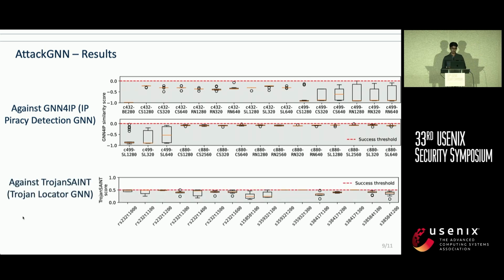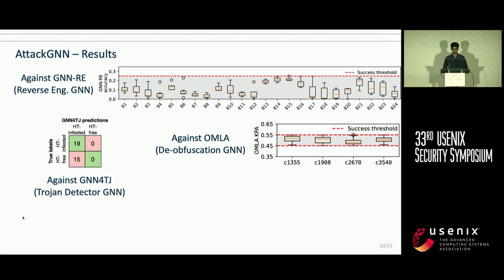Similar results are also true for this technique called Trojan SAINT, which is a graph neural network for locating hardware Trojans in circuits. I'll not go into all the details of the benchmarks and the results, but the idea is that for all the circuits that we tested, we were actually able to evade Trojan SAINT. Trojan SAINT said that the Trojan is in a different location versus where it actually is, simply because we were able to perturb the circuits well enough. And then we have similar results for other techniques as well.